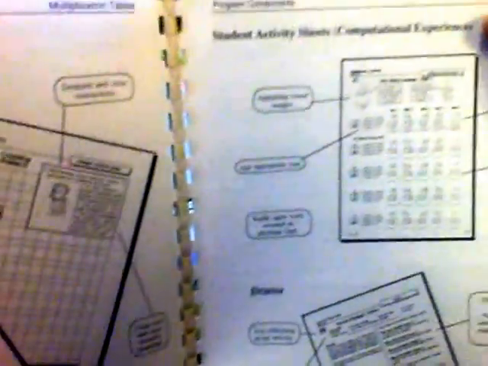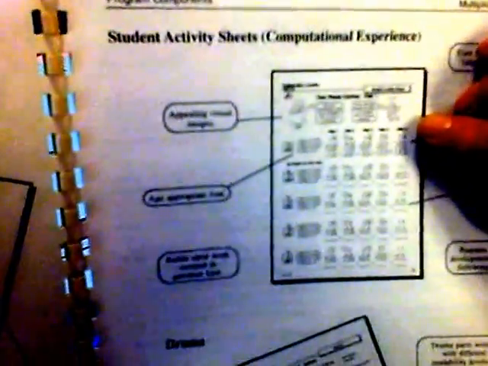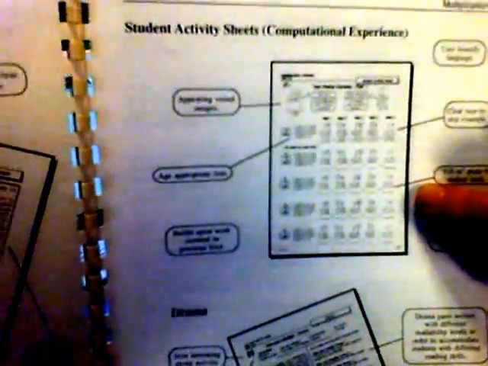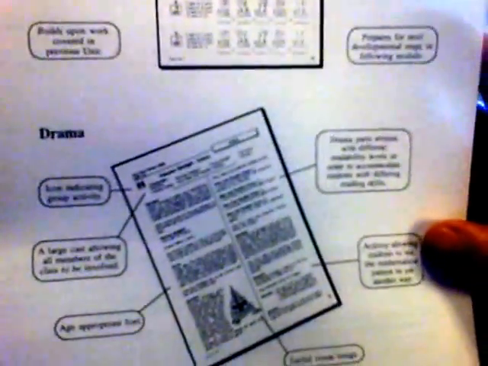So here's the computational experience. So we're still looking at images. We're still looking at building upon the work covered in the previous unit. But even here, there's a drama. So this is a drama about Princess Starlight. So wherever possible, the drama parts are written with different readability levels in order to accommodate students with differing reading skills. And the activity allows the students to see the mathematical pattern in yet another way.